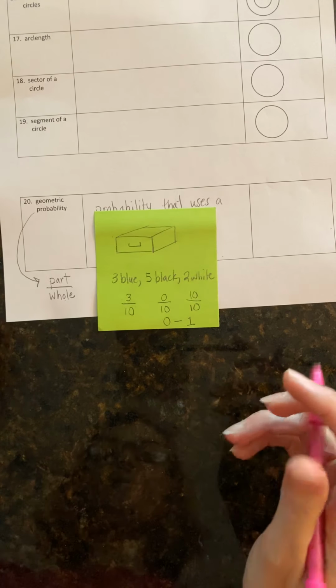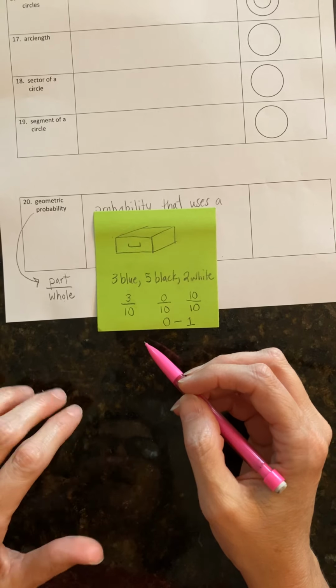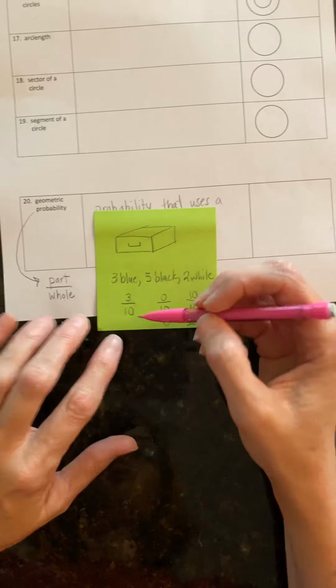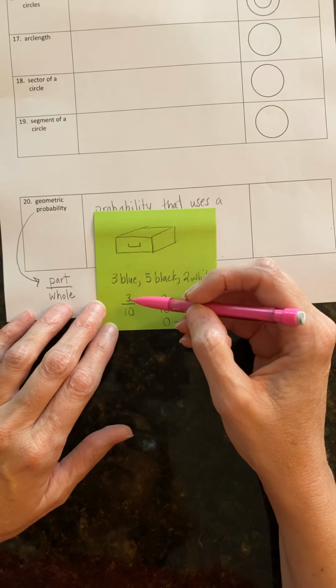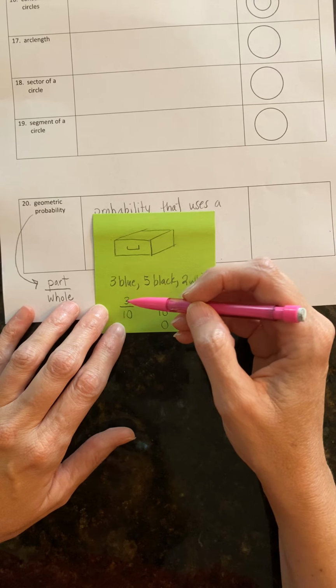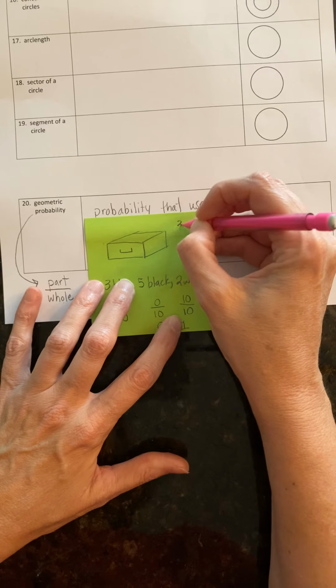Now, sometimes they ask you to write probabilities as percents. So they might say, what's the percent of the time that you're going to pull out a blue pair of socks? Well, 3 out of 10 as a percent is 30%.